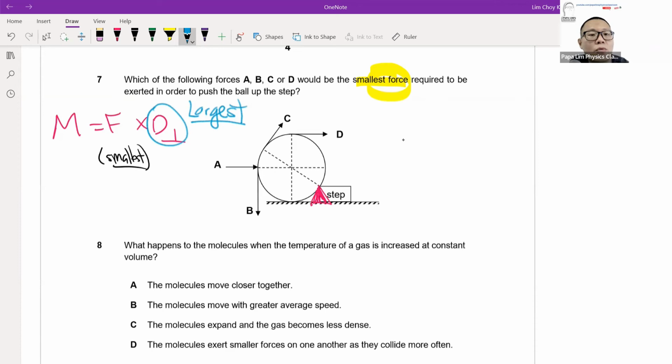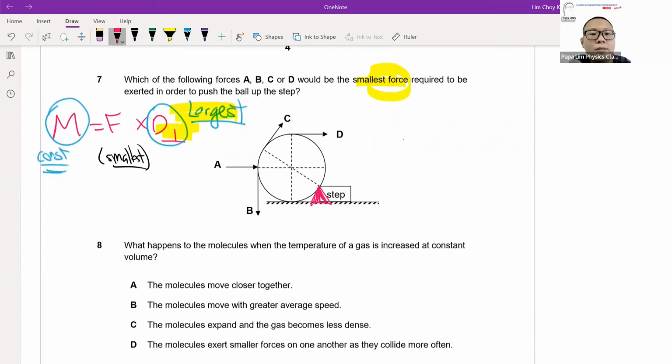Because to overcome that step, the moment here is a certain value. It needs to be a minimum value. I would say that the minimum value always remains constant. So for me to apply the smallest force, but yet I need that magnitude of moment, I will definitely need my perpendicular distance to be the largest. So I will need to top it up with a large perpendicular distance.